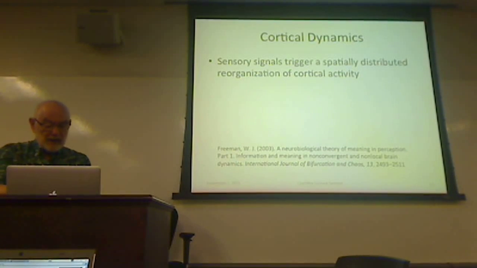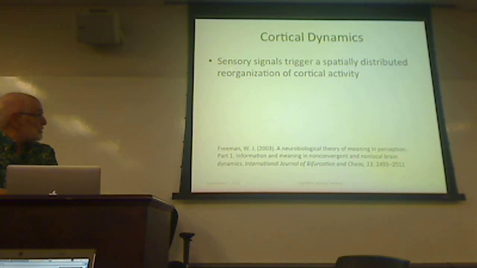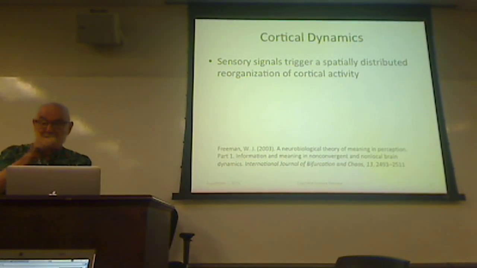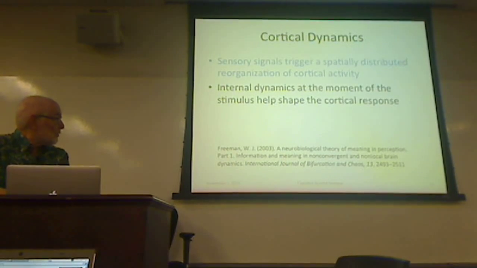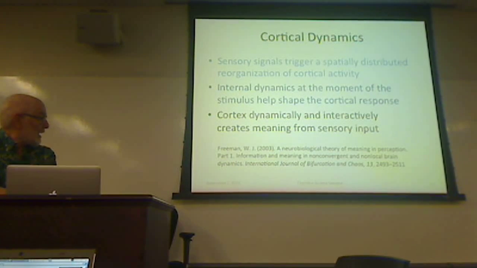Well, cortical dynamics. Here's what happens. Sensory signals trigger a spatially distributed reorganization of cortical activity. Something's going on in the cortex. Some signal comes in from sensory stuff, internal or external. That causes a reorganization. The internal dynamics at the moment of the stimulus help to shape that reorganization, the response. It's not just what comes in from the outside, it's what's going on inside. It makes even more difference. So the cortex dynamically and interactively creates meaning from this sensory input.